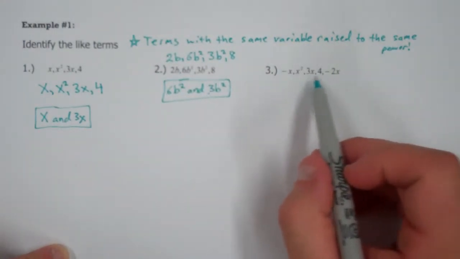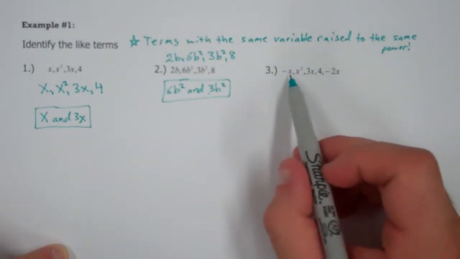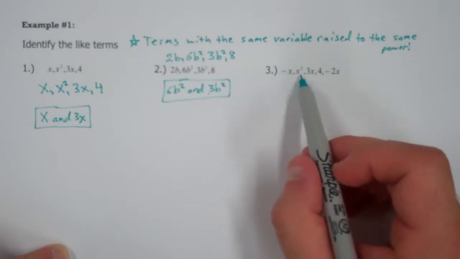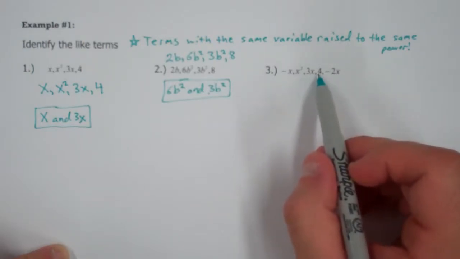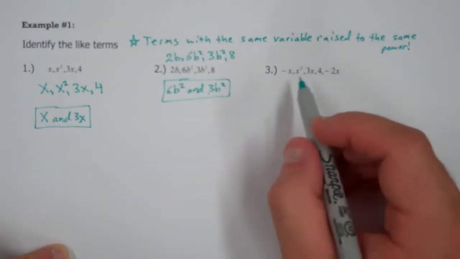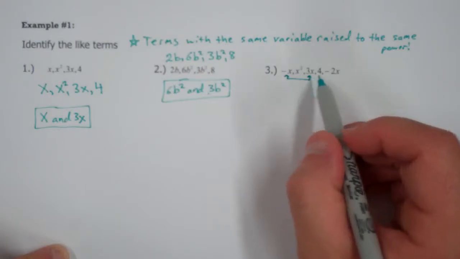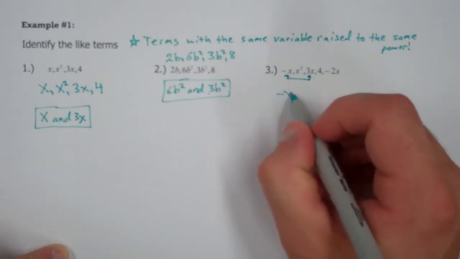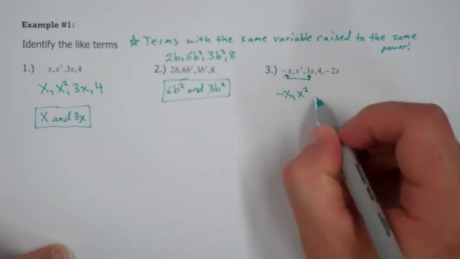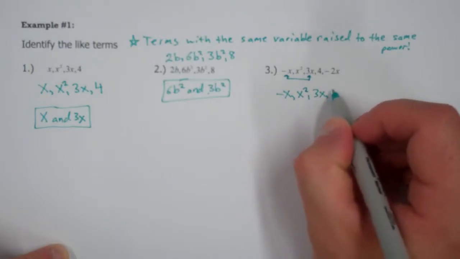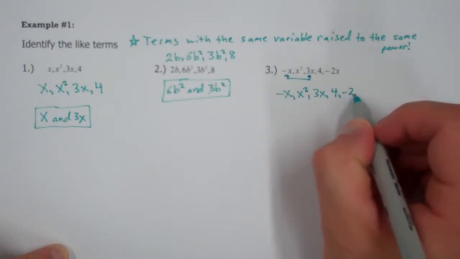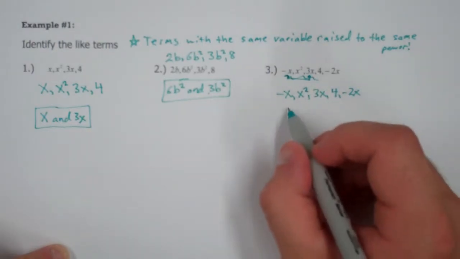In this example on the right hand side, we're going to do the same thing. We've got a negative x, x squared, and a 3x, a 4, and a negative 2x. Right now what I'm seeing is that negative x and 3x, and I failed to write this again for you guys, here you go. Hopefully that will help you see what's going on here. So we'll do that down here.